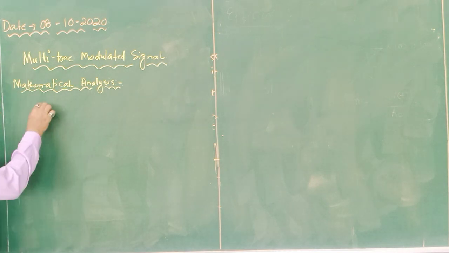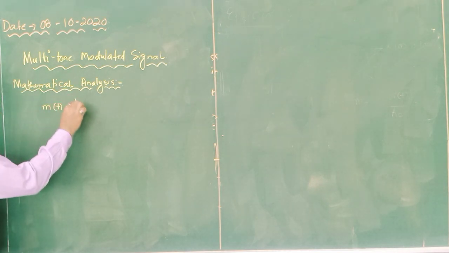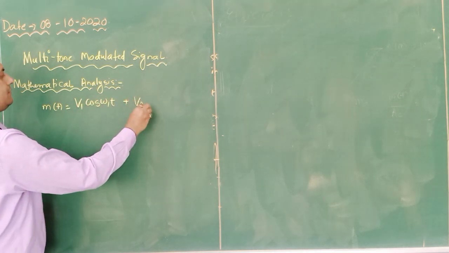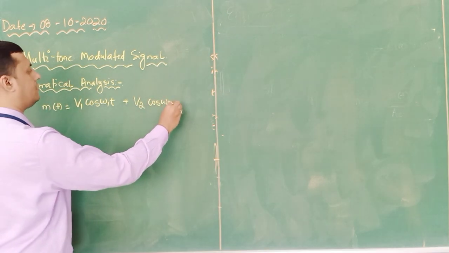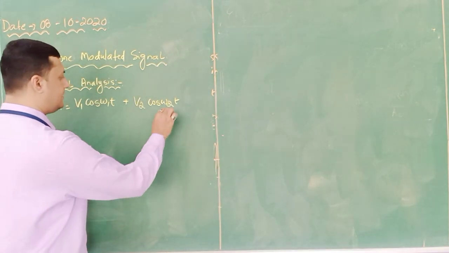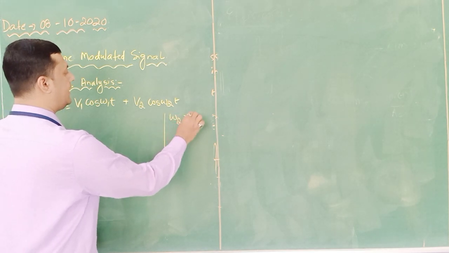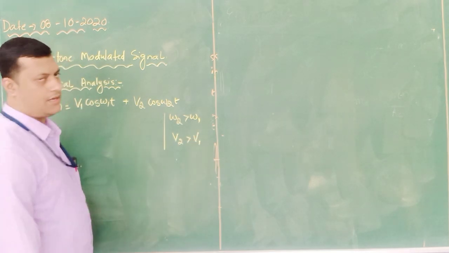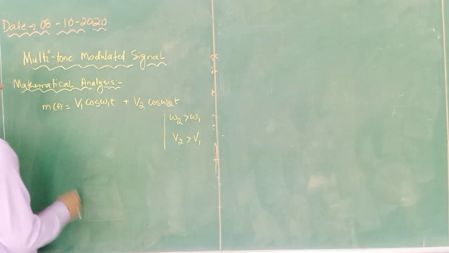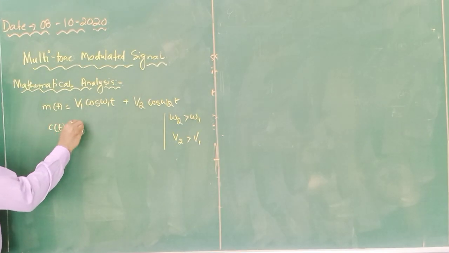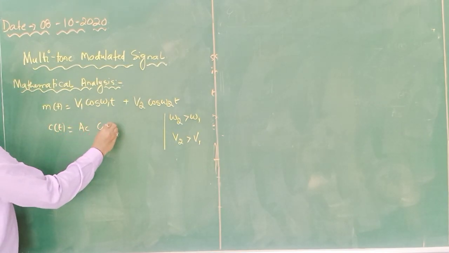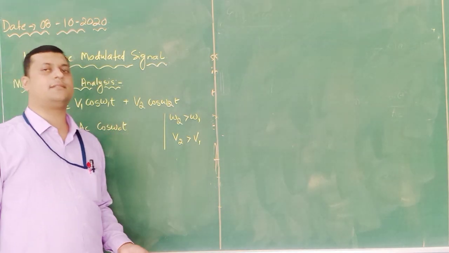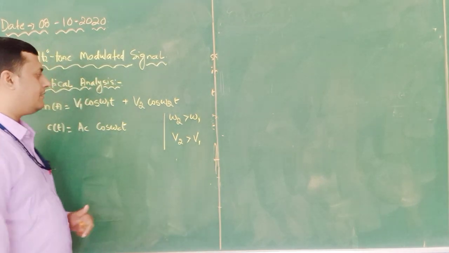Okay, so first m(t) is equal to V1 cos omega 1 t plus V2 cos omega 2 t. And the consideration is omega 2 is greater than omega 1 and V2 is greater than V1. This is the consideration. Okay. Now carrier, let us consider it is AC cos omega c t. You may consider AC, you may not consider AC. It depends upon you.